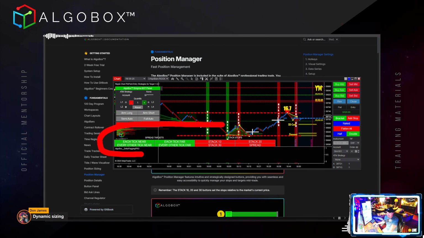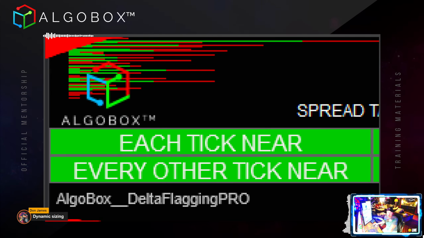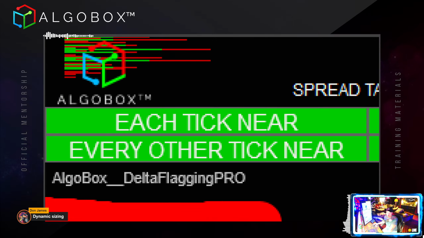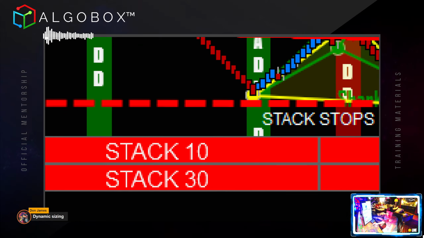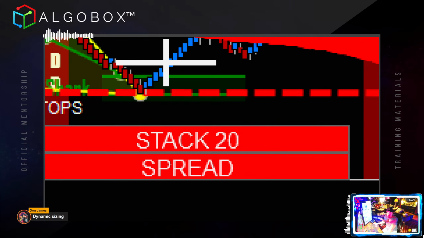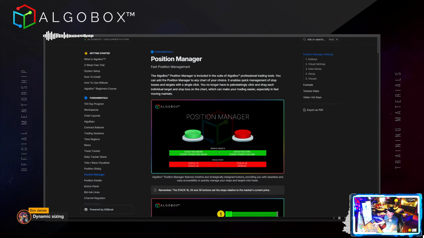So, if you're wondering what ETN stands for, ETN stands for each tick near. EOTN stands for every other tick near. Each tick far, every other tick far. Stack 10, stack 30, stack 20, spread them. What are all of these? Don't worry, we're going to cover it right now on the position manager buttons.